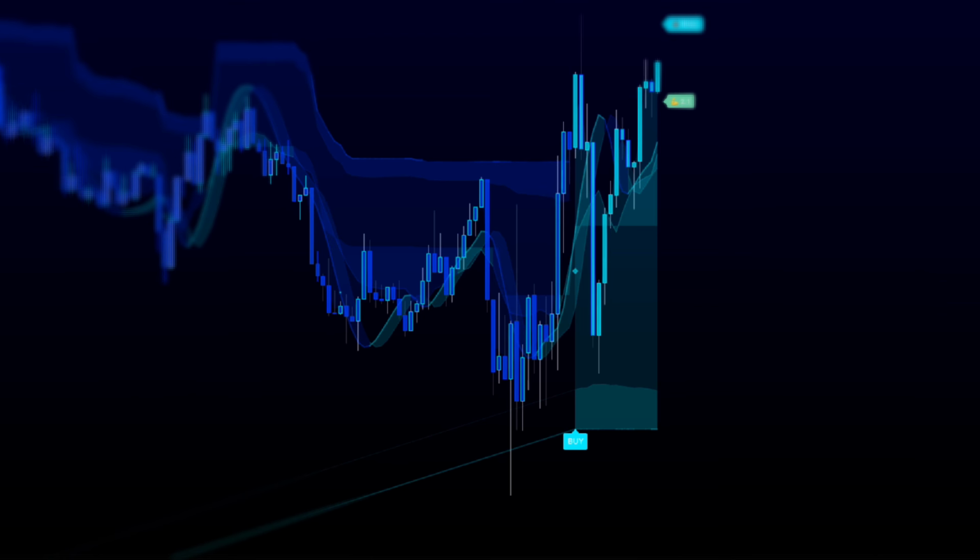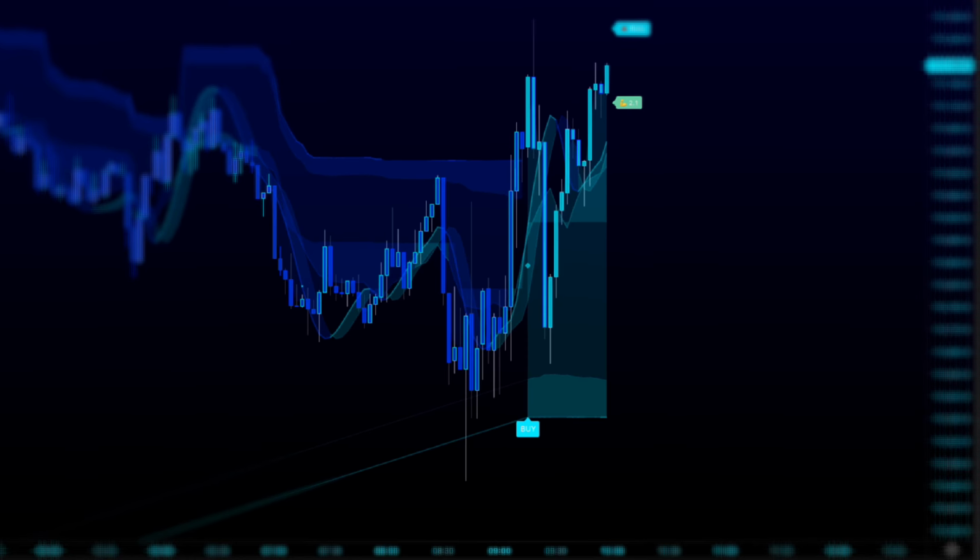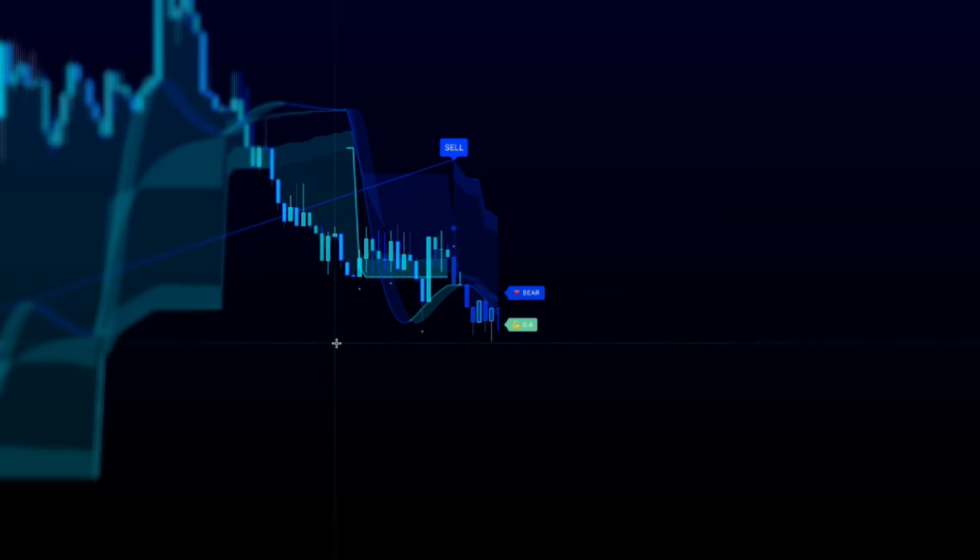These light blue and dark blue zones and these buy and sell labels that pop up, these are telling you about trend structure, not entries. When you see buy signals, that means we're in bullish territory. When you see sell signals, we're in bearish territory.